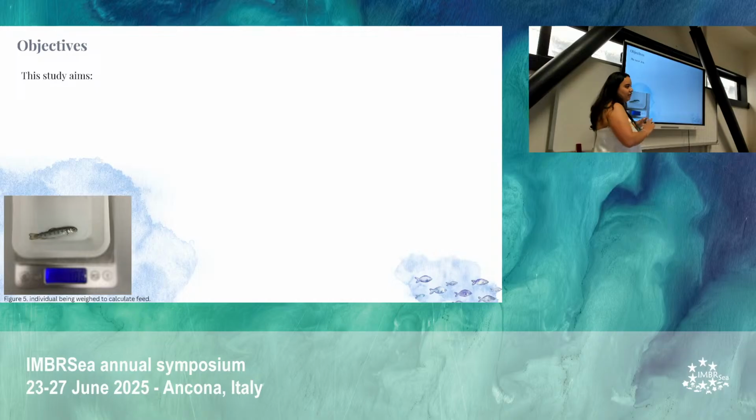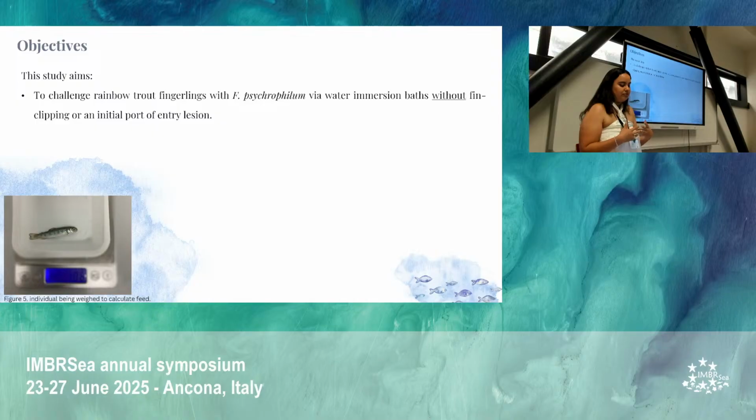From all of this literature review, I came up with the following objectives. For my thesis, I want to successfully create a challenge with an immersion bath for the fish with the pathogen without creating a man-made port of entry. In studies before, what has been done is a fin clip, or they strip the mucus layer to help the bacteria attach to the host within that bath. But I want to investigate a more natural way that this happens, and at what density I need to make that bath so that I can get this to happen.